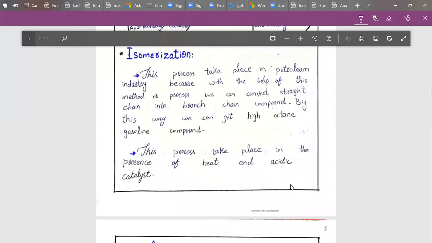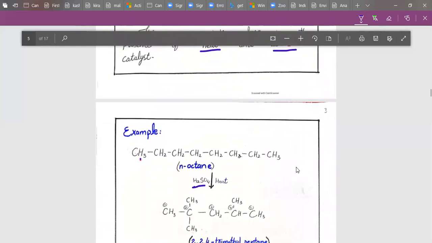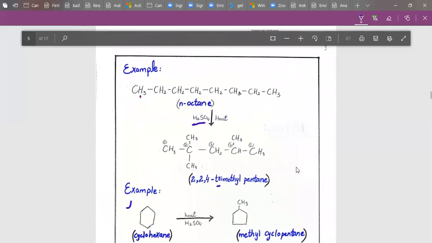Isomerization. This process is very essential in the petroleum industry because with the help of this method, we can convert straight chain into branched chain compounds. In this way, we can get high octane gasoline compounds. This process takes place in the presence of heat and an acidic catalyst. Here I can quote two examples.